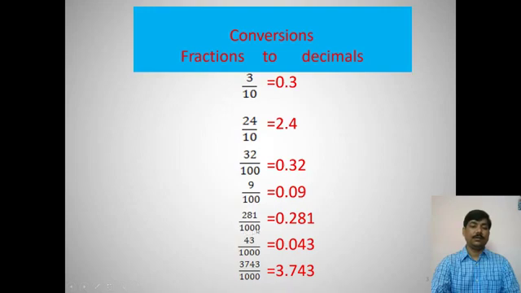281 upon 1000: there are 1000 with 3 zeros, 10 to the power 3. So we put the point after 3 places, 1, 2, 3: 0.281. For 4 upon 1000, here there is only 1 digit. So what do we have to do? We have to write 0 at the left of 4: 0.004. This is the method to change a fraction to decimal when the denominator is 10, 100, 1000, the powers of 10.